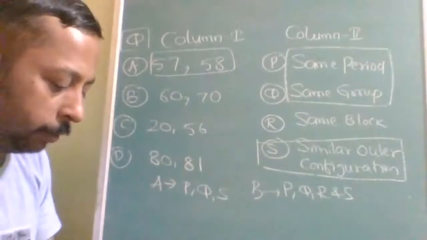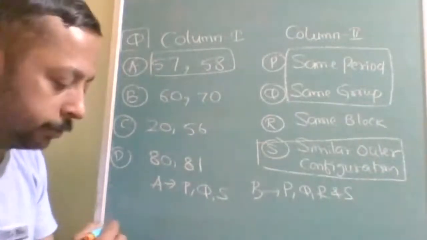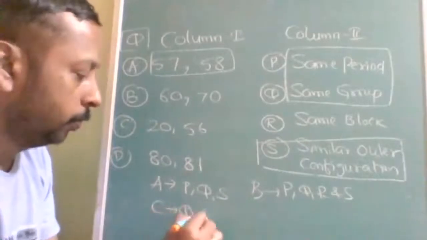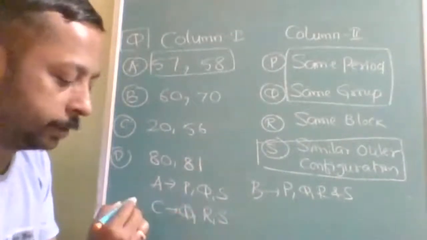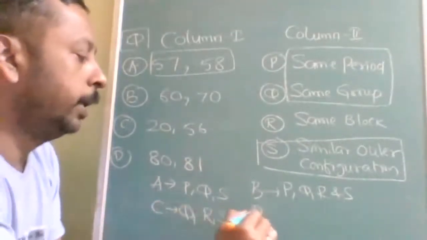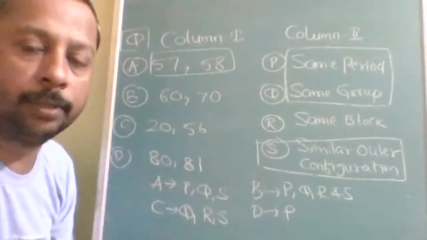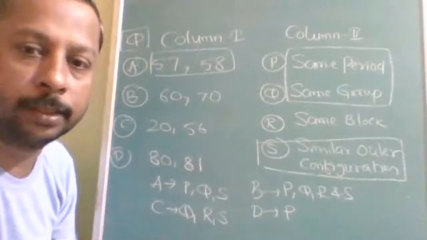Okay. So this is how the advanced questions are framed. So C answer will be Q, comma R, comma S. Okay. And D answer is going to be P. Like that you can practice so that we can have maximum questions discussed in the class.